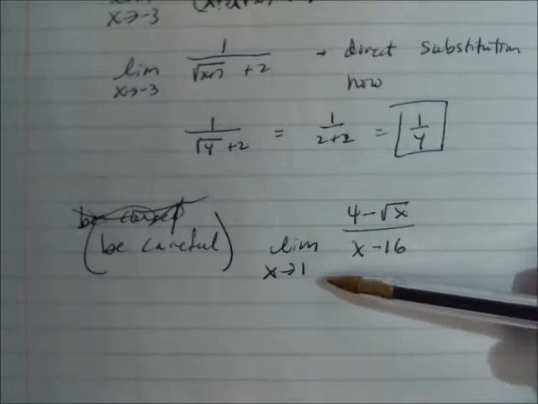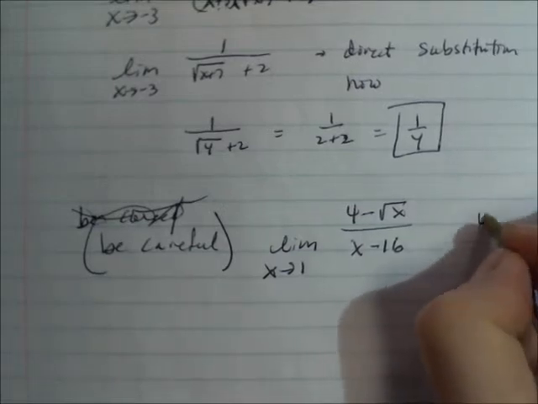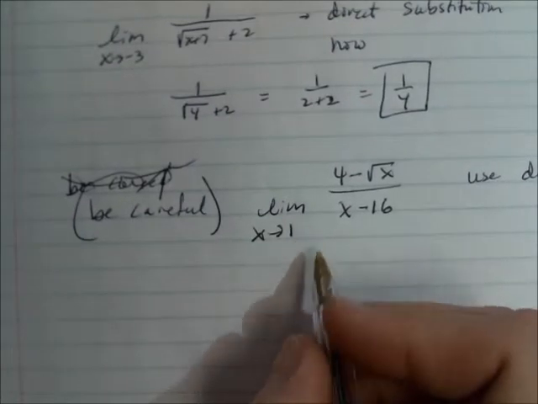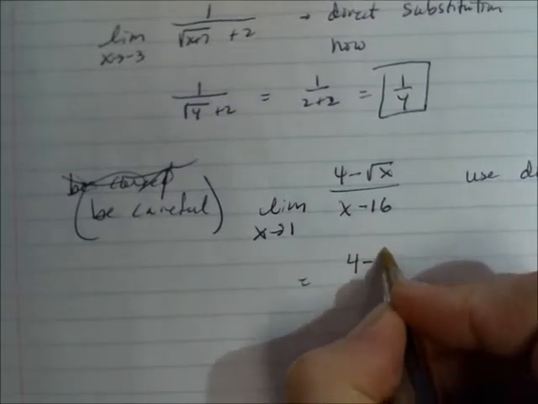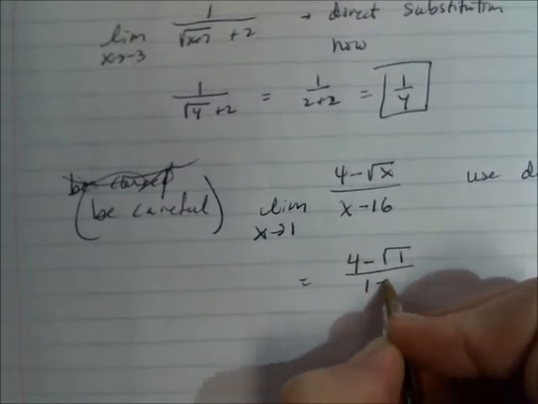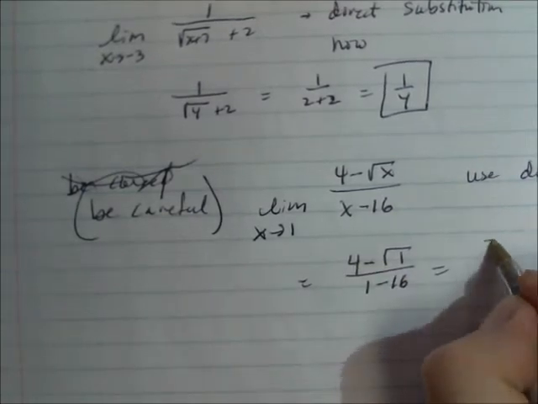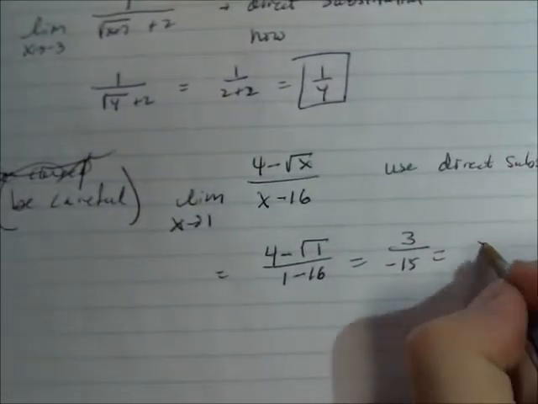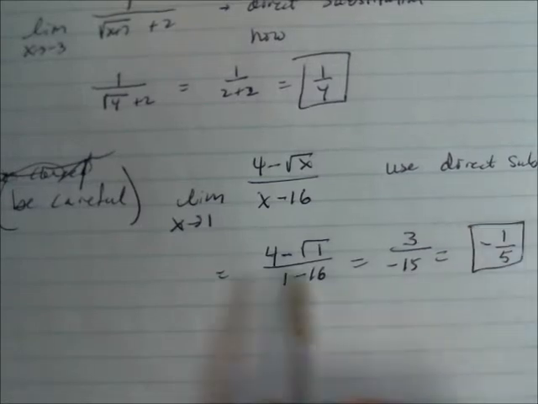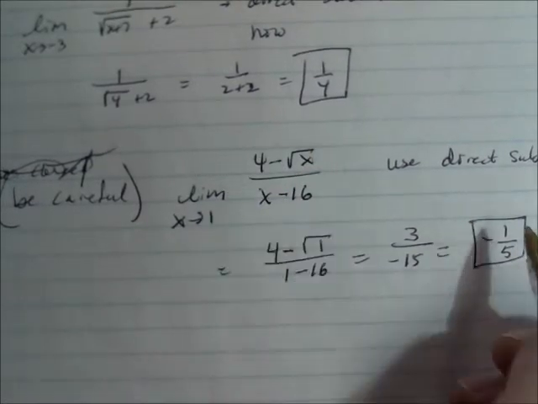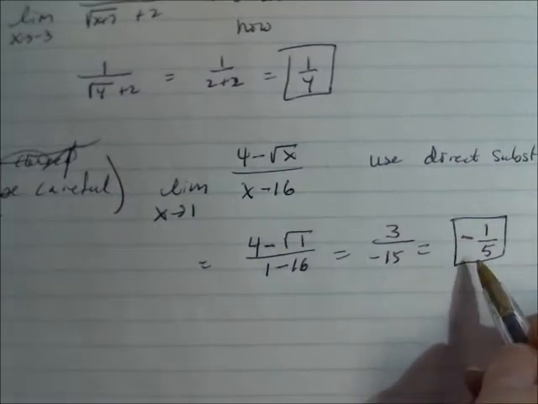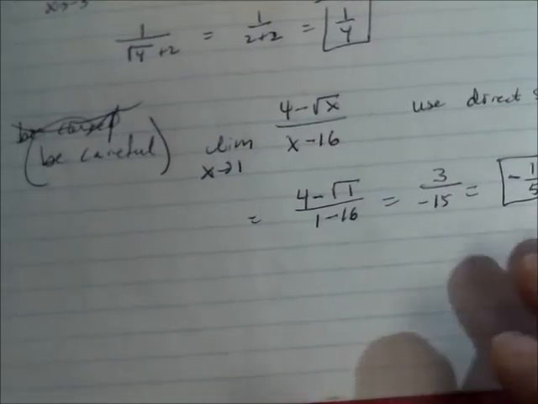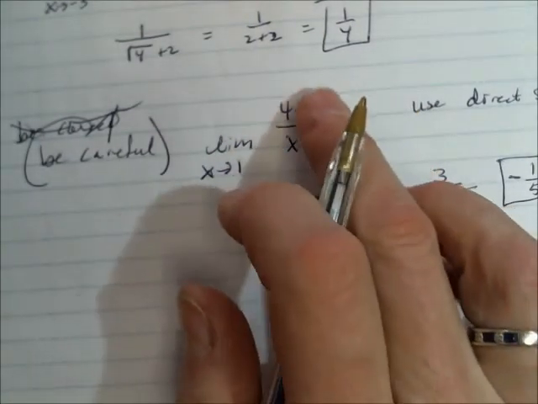But direct substitution is what you should have done first, because direct substitution would give you 4 minus the square root of 1 all over 1 minus 16. 4 minus 1 is 3. 1 minus 16 is negative 15, and that would just give you a negative 1/5 for the answer. So this limit of this function as x approaches 1 is just really f of 1, which is negative 1/5. You don't have to use the rationalization technique unless you have a 0 over 0.